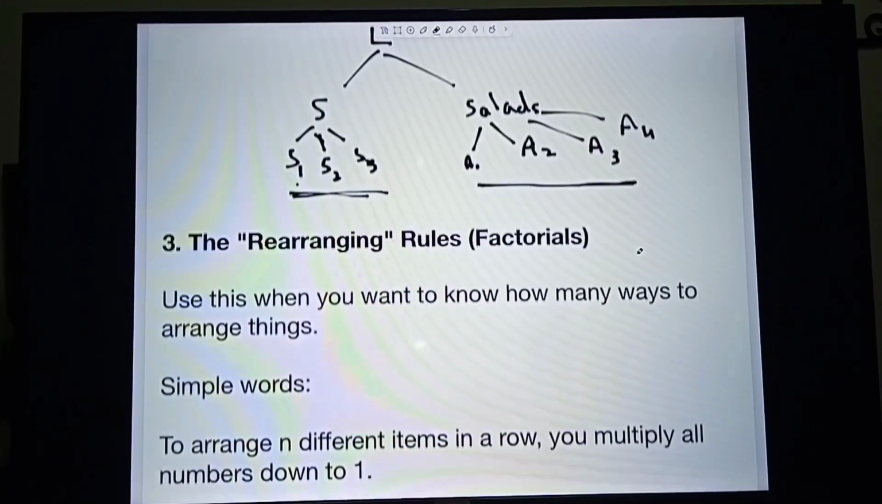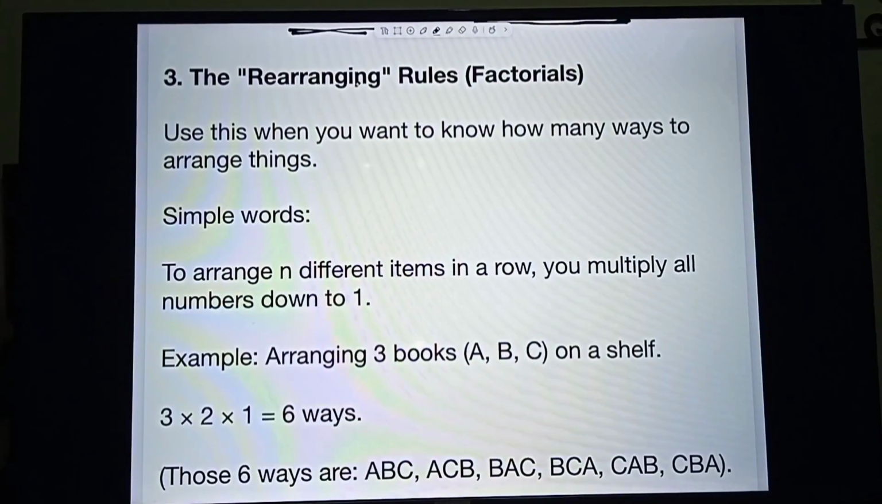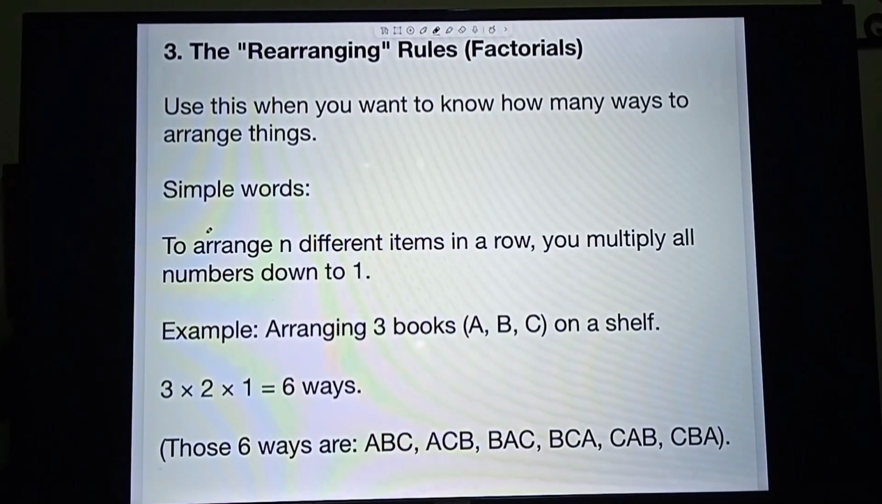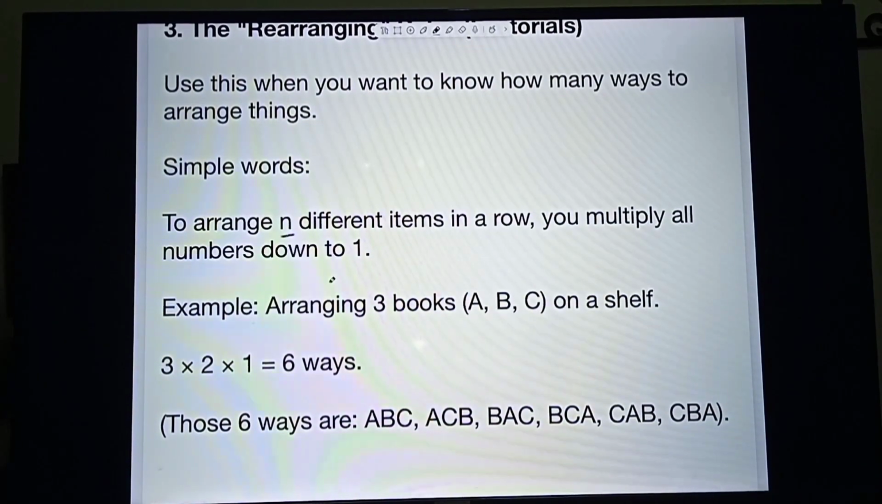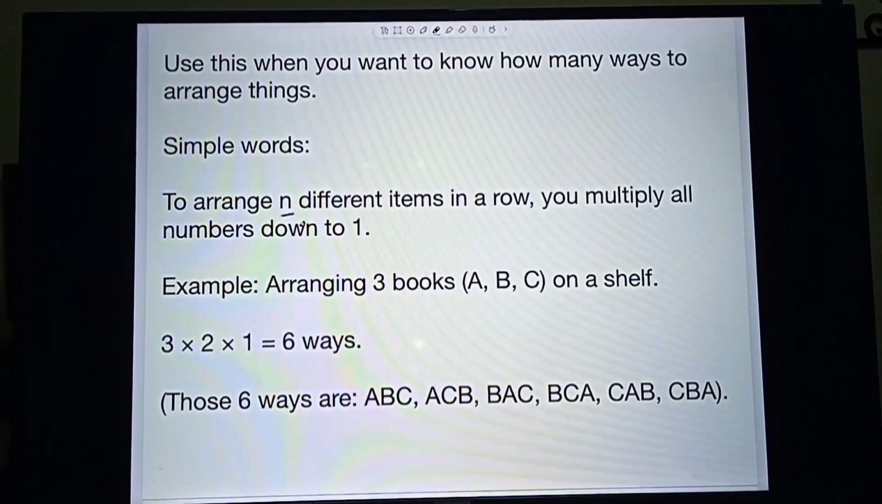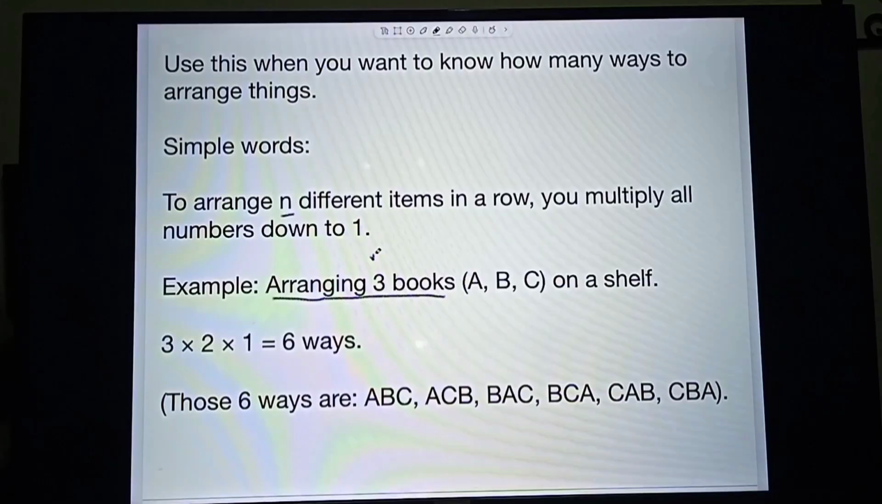Okay, the third one is the rearranging rule. This rule is used when you want to know how many ways to arrange things. In simple words, to arrange n different items in a row, you multiply all numbers down to 1. For example, let n be equal to 3. Suppose we have 3 books. N is equal to 3.